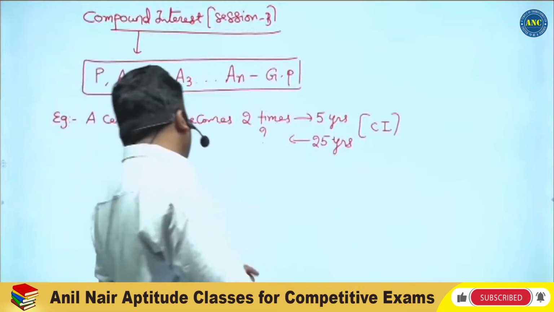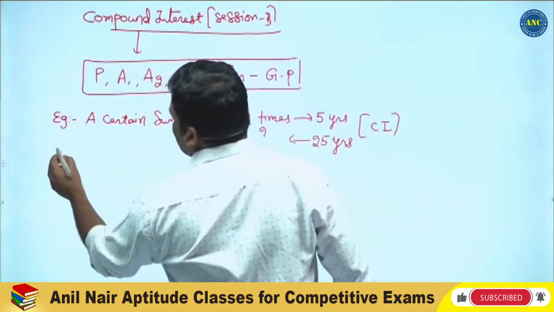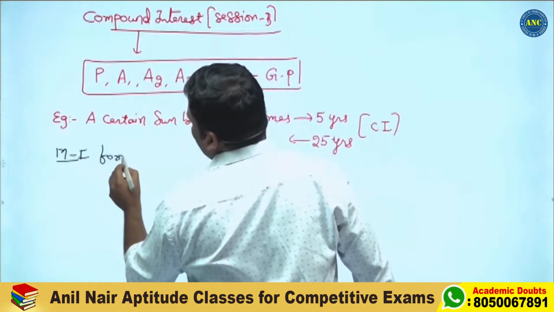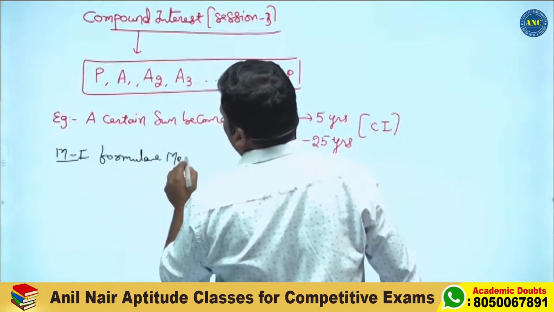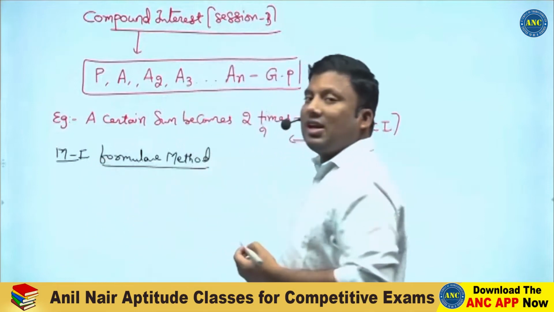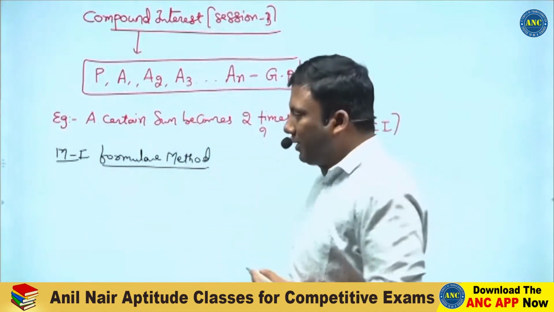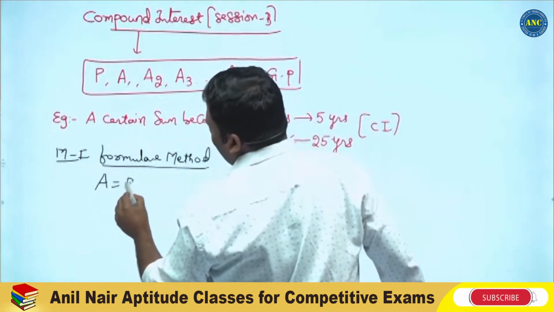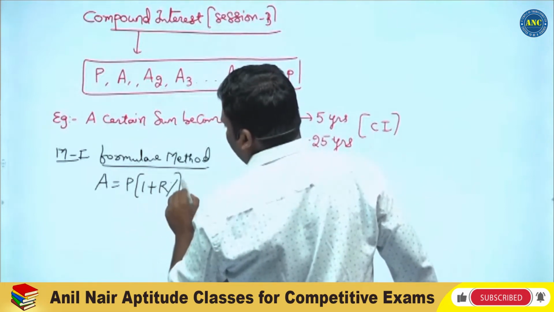This is a question. Now, we will solve it in two methods. Method one is the formulae method. In the previous class, we saw that amount is equivalent to principal into 1 plus R percentage power n. Let us use it. Amount equals P into 1 plus R percentage power n.